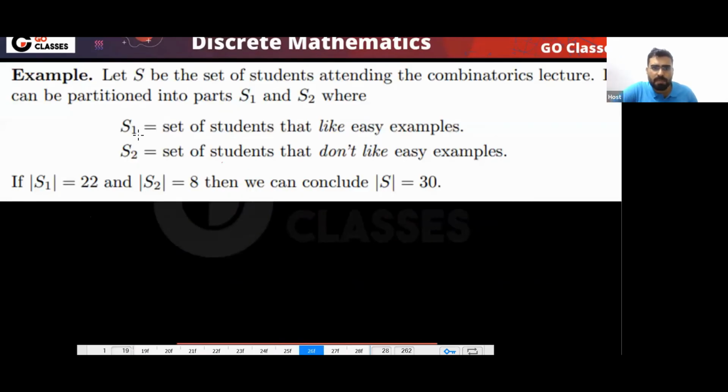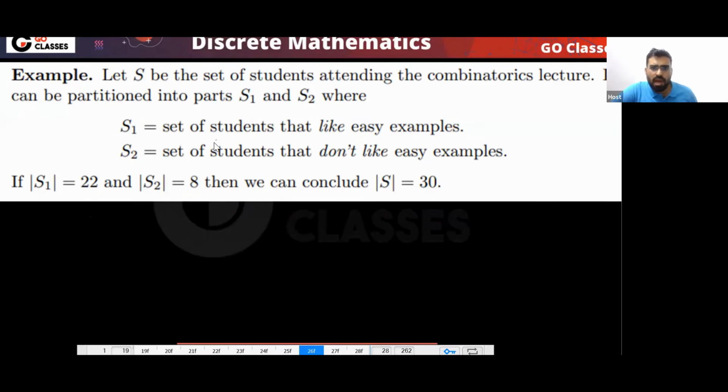So you have two sets, S1 and S2. Set S1 is the set of students that like the easy example. Set S2 is the set of students that don't like the easy example. Set S1 has 22 students who like the easy example, and 8 students don't like the easy example. So in this class, can I say S1 and S2 are disjoint?